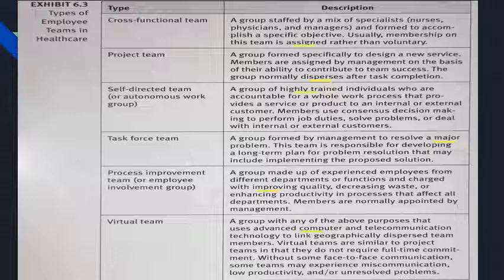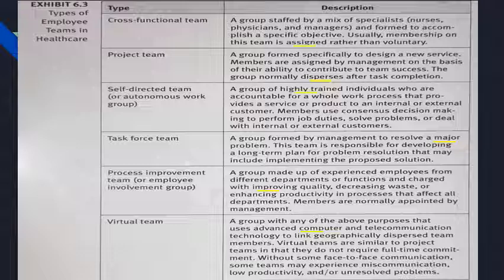So, a cross functional team is a team assigned rather than voluntary. It is a staff with a mix of specialists formed to accomplish a specific objective. The project team is a group formed specifically to design a new service, and the members are assigned by the management, and the group is normally dispersed after the task is completed.